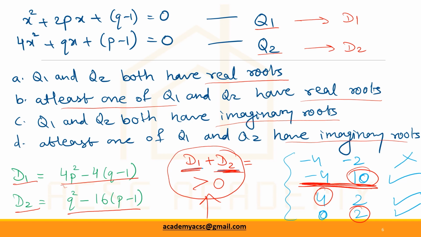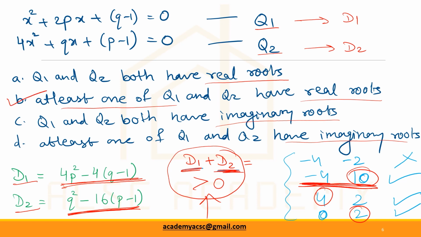We individually could not have commented on the nature of D1 and D2, so we simply combined them. We took their sum, which turned out to be positive. And now using this fact, we are claiming that if the sum is positive, then individually we cannot comment, but at least one of them will definitely be positive. And hence, at least one of Q1 and Q2 will have real roots. So that is what brings us to this option B.